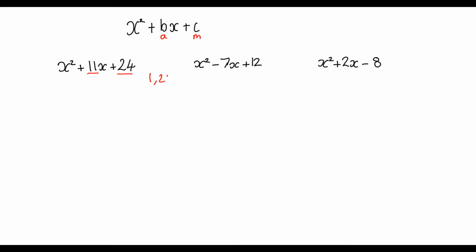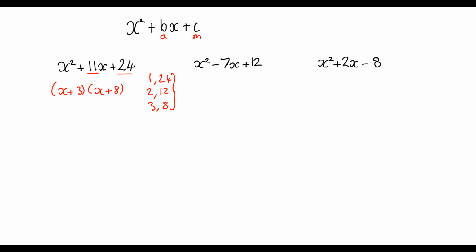I've got 1 and 24. No, they don't add to make 11. 2 and 12. No, doesn't work. I've got 3 and 8. Yeah, those ones work. 3 and 8 make 11. So we've got x with a positive 3 in the first bracket and x with a positive 8 in the second bracket. What helped there is I was systematic in picking my factors there.